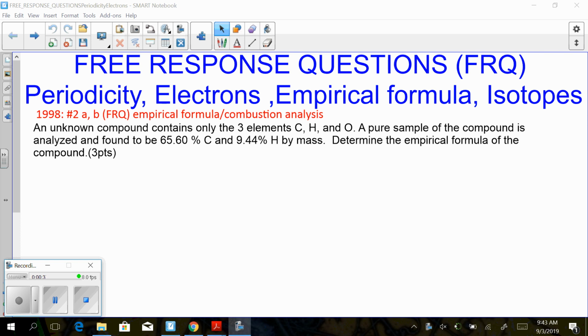If you look at your worksheet, there are some other years that have a question. If you feel like you need extra practice, go to those years and those question numbers and look at that. That's your extra practice if you need it. But for now, we're going to look at question number 2 from 1998.